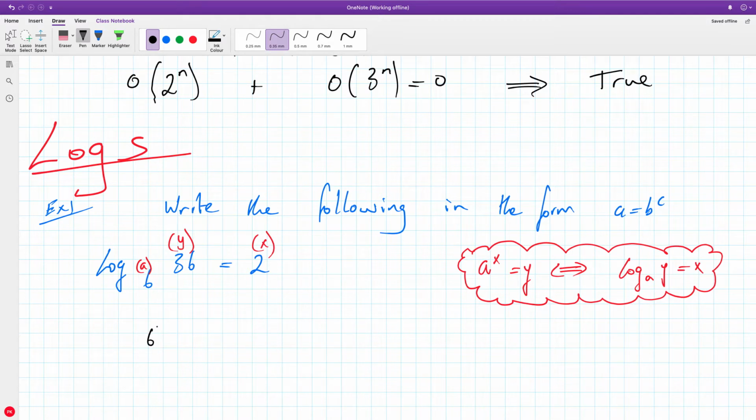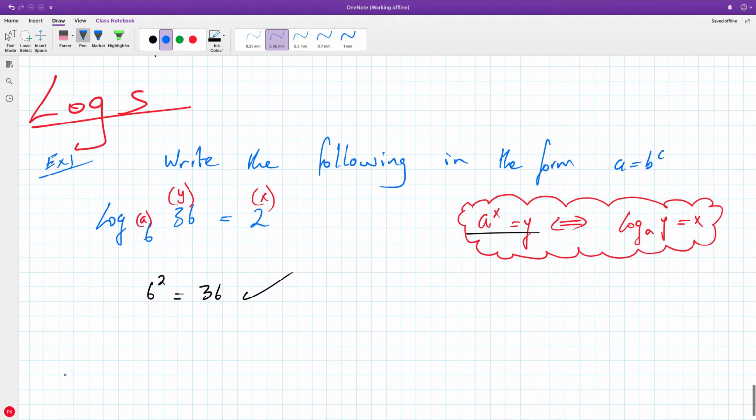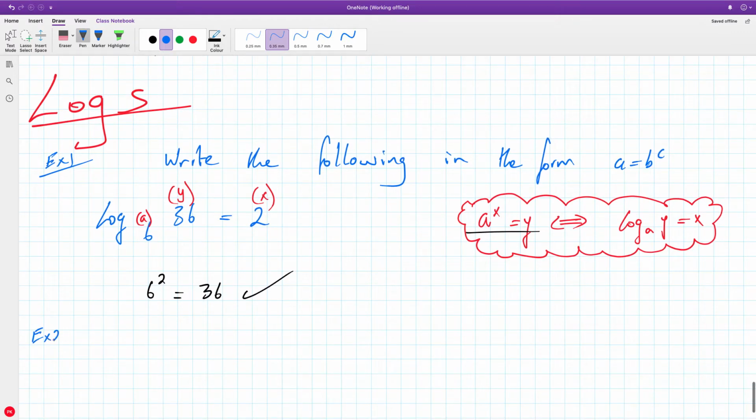6 to the power of 2 is equal to 36. Just true. You just give it back to them like that. Right, another one of those. I've got this: the log of a to the base 4 is equal to 3 over 2. Expressed in that form, a is equal to b over c.